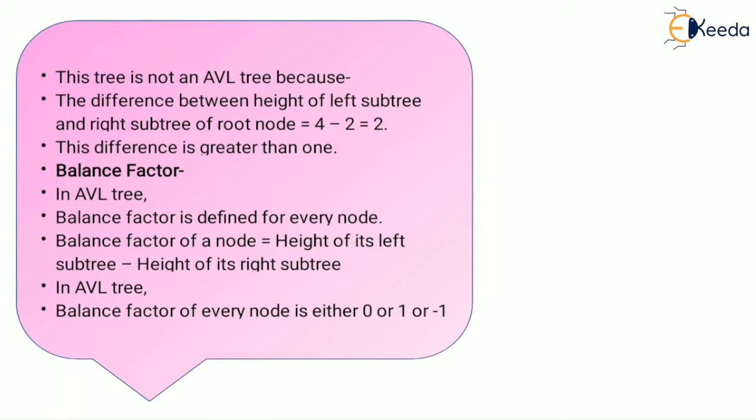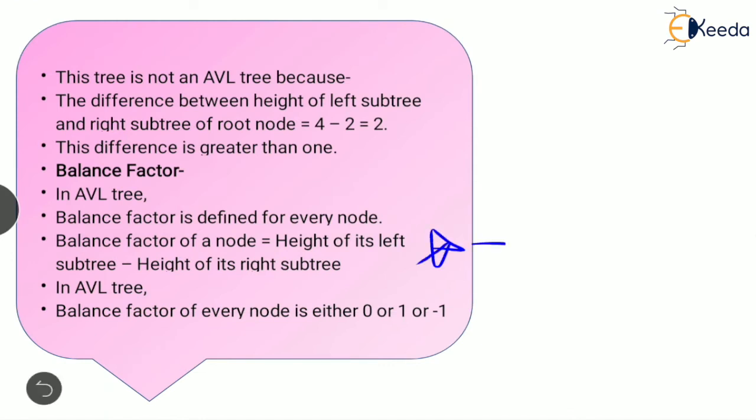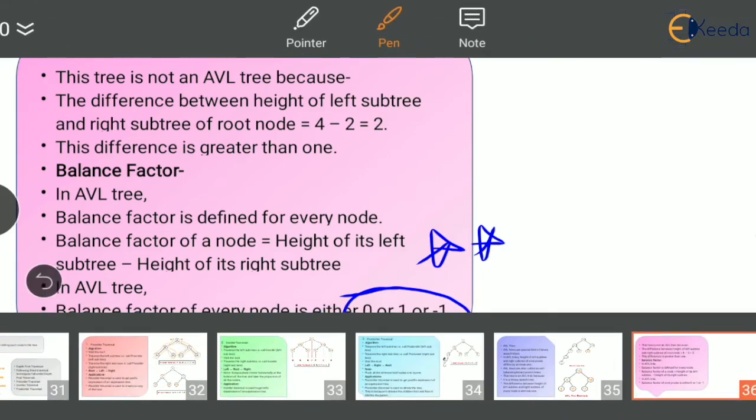Balance factor of a node is nothing but the height of its left subtree minus the height of its right subtree. This is the important point of the AVL tree. Height of the left subtree minus height of the right subtree is the balance factor for the AVL tree. So in an AVL tree, the balance factor of every node is either 0, 1, or minus 1. This is a very important part.